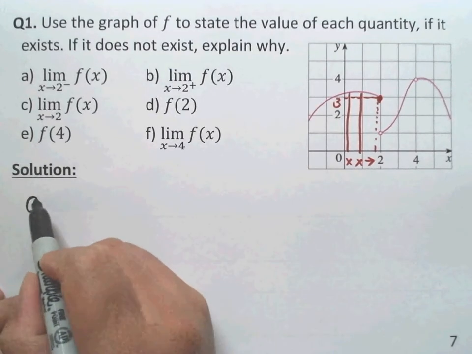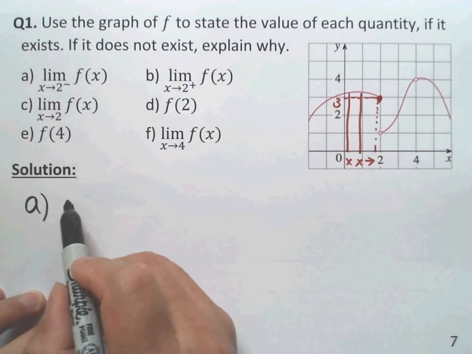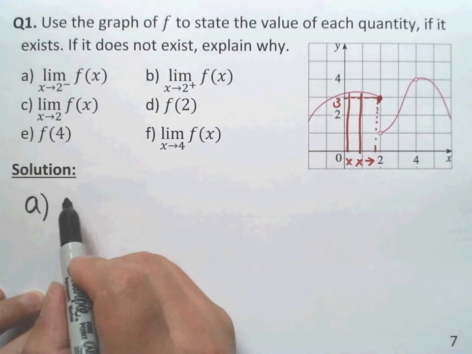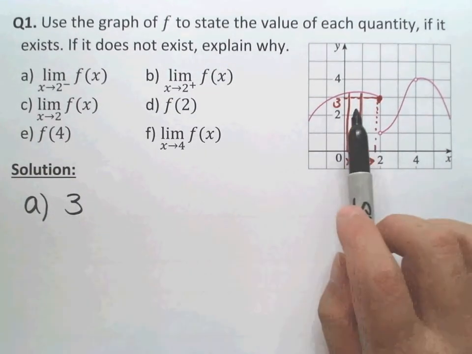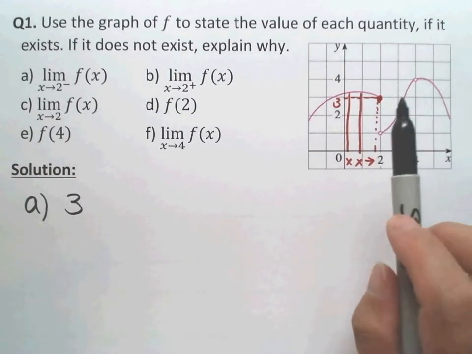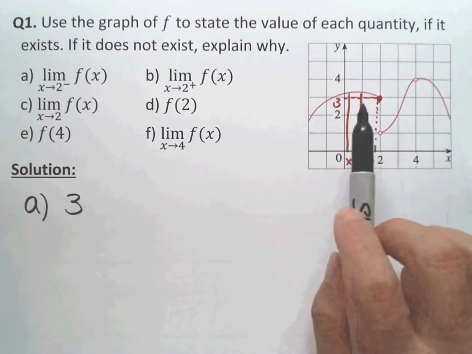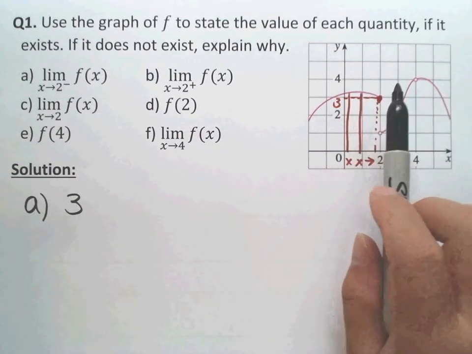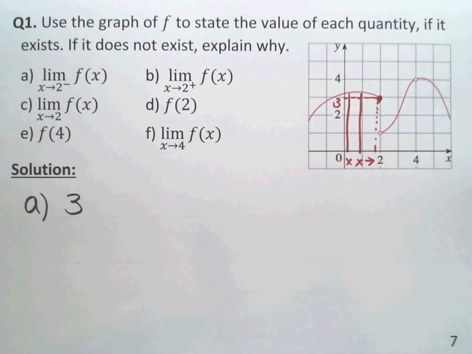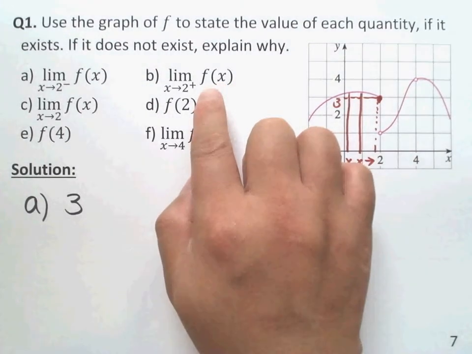So let me see. Up here, a is the left-handed limit, so I just put the number 3. From the left of 2, the left-handed limit is 3, because all the y values get arbitrarily closer to 3.